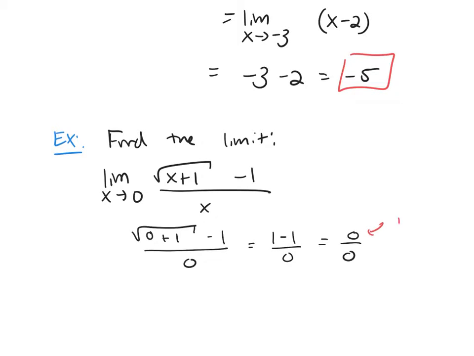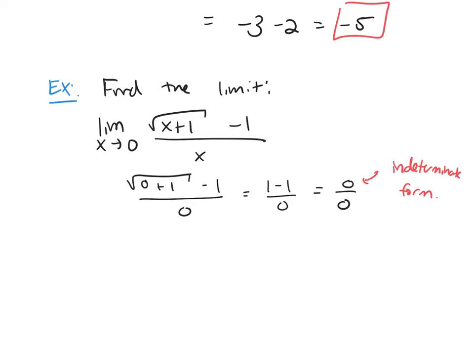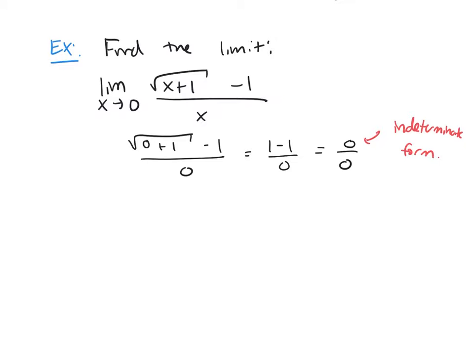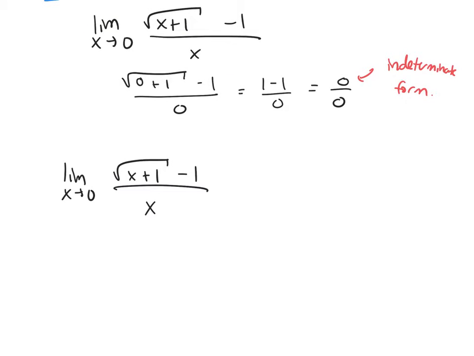Again, I get that indeterminate form. So I need to do something else here. And I noticed that in the numerator I have this square root. So what I'd like is for that square root to go away. So what I'm going to do is multiply top and bottom by the conjugate. So just change that -1 to a +1. Change the sign in the middle. So I multiply top and bottom by the same thing, so I'm multiplying by 1.